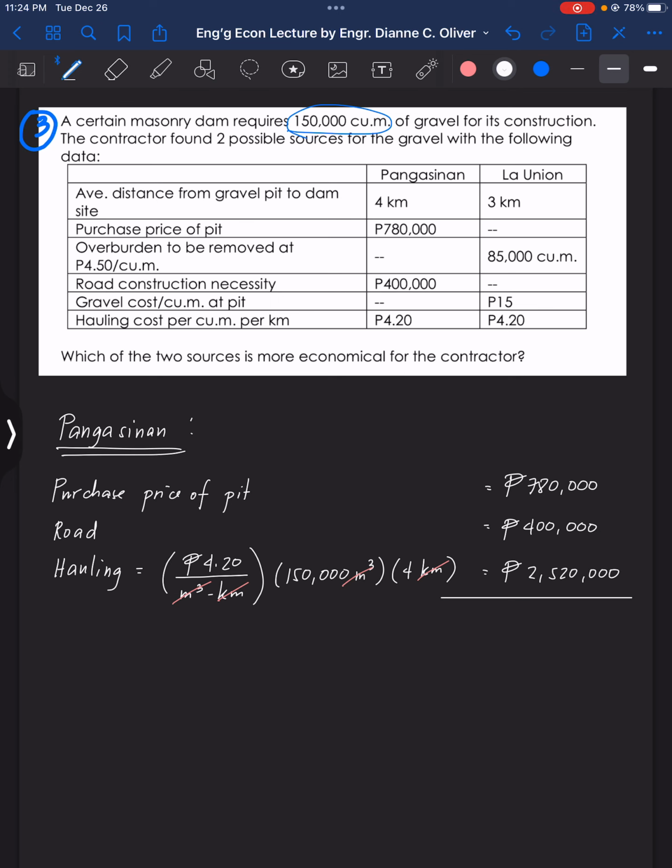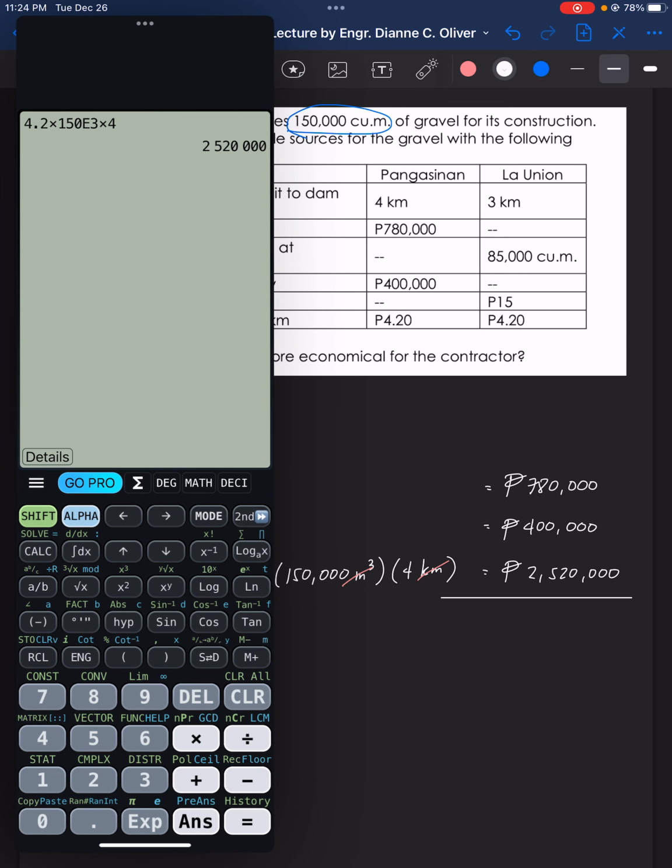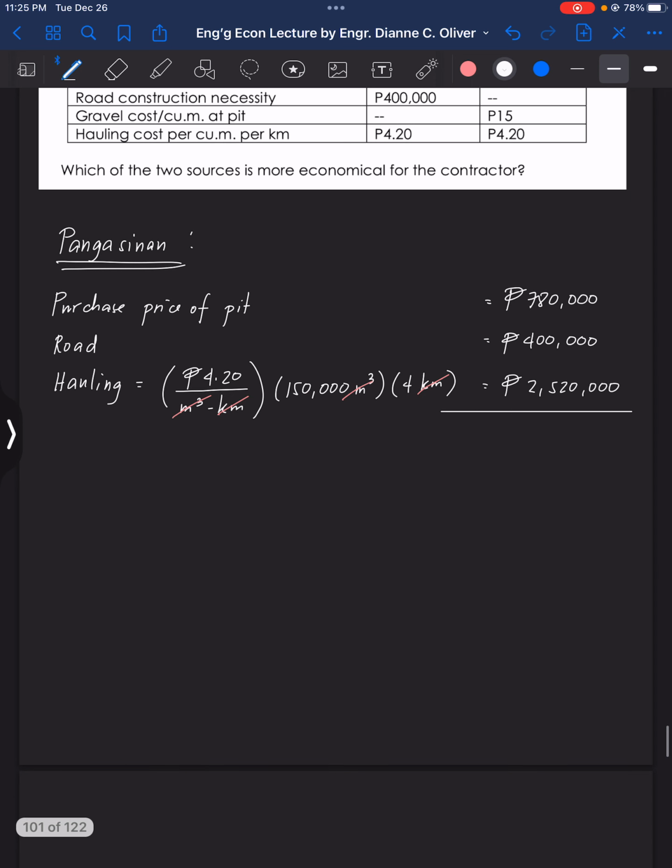Total cost for Pangasinan, 780,000 plus 400,000 plus 2,520,000. So the total cost here is 3,700,000. So this is for the Pangasinan site.